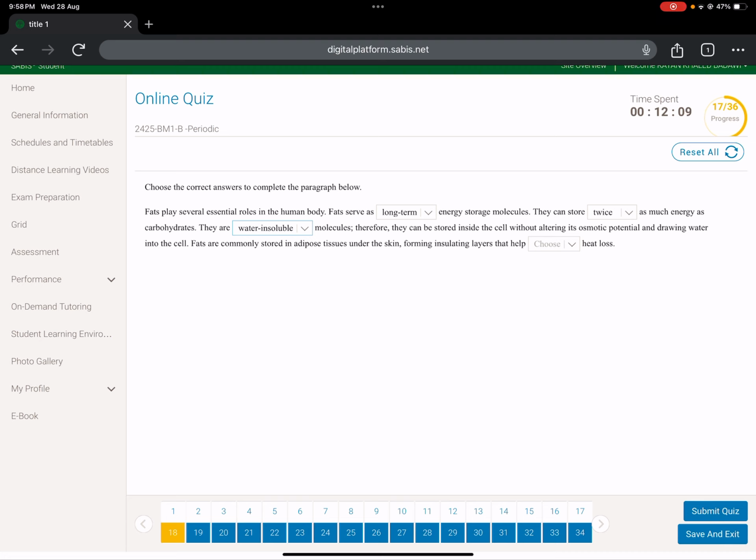And fats are commonly stored, remember, in adipose tissue under the skin, forming insulating layers. Remember, insulators reduce heat loss. Remember, you took it in physics. Conductors allow heat loss or electricity, while insulators prevent. So if we're preventing heat loss, we're reducing heat loss.